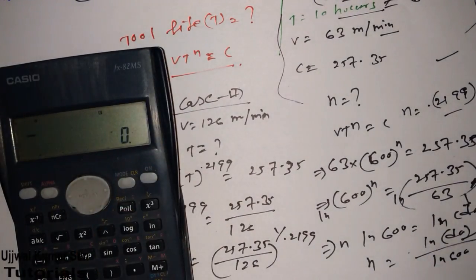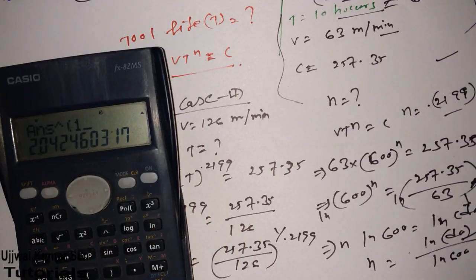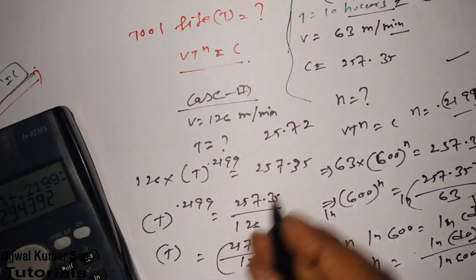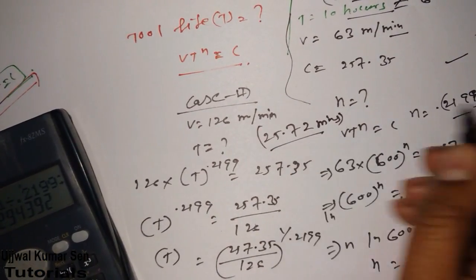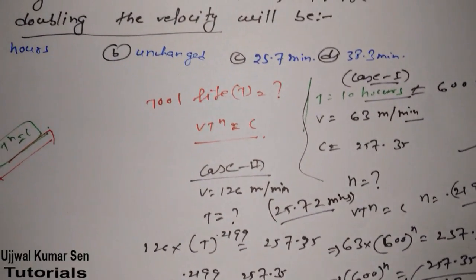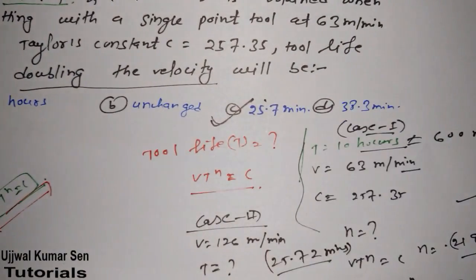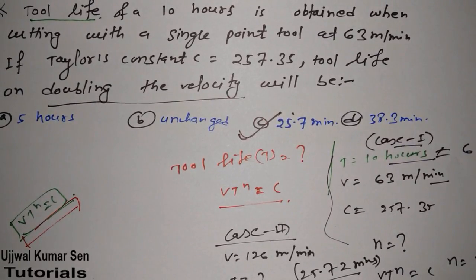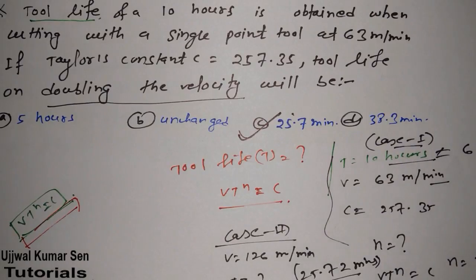So 257.35 divided by 126, to the power of 1 divided by 0.2199. How much exactly are we getting here? The value is 25.72, and the tool life should be in minutes. So this is the tool life, 25.72. So the answer is C here. I hope you understand how I have solved this question. This is the way to solve the question, and the first question is over.